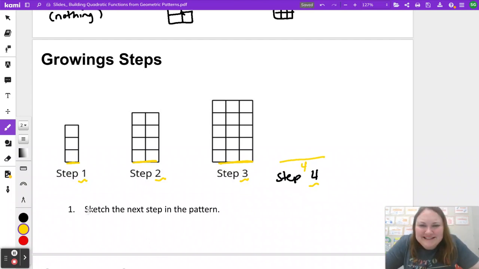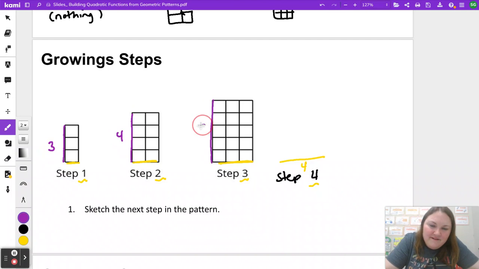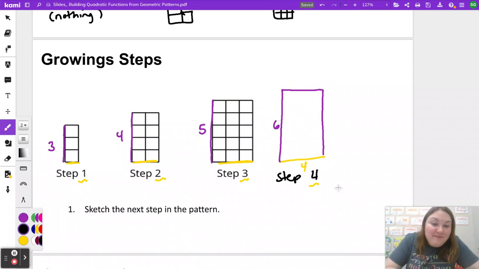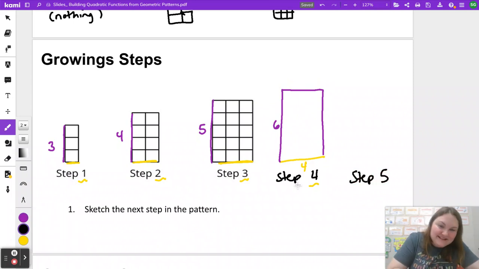Here, though, I don't really see a square. These are all rectangles. And so when we look a little closer, we notice each time they're getting 1 taller. So here I'm starting with 3, and then I get to 4, and then 5. So this next one here must be 6 tall. And so it's going to look like a 4 by 6 rectangle for step 4. We could continue that pattern. Step 5 then, instead of being 4 by 6, would be 5 by 7 there, and so on.